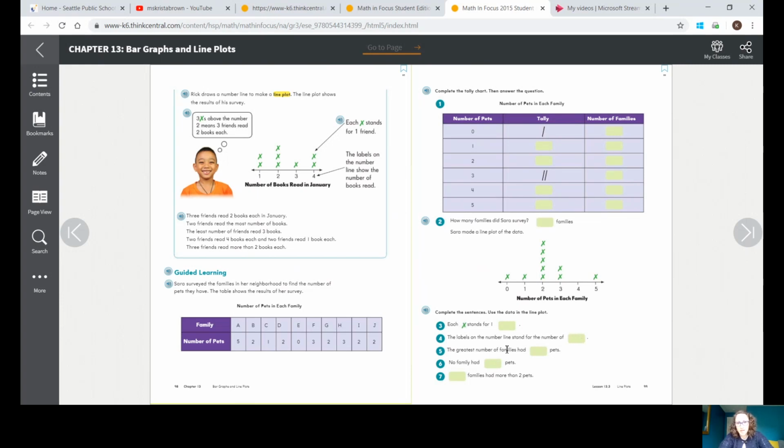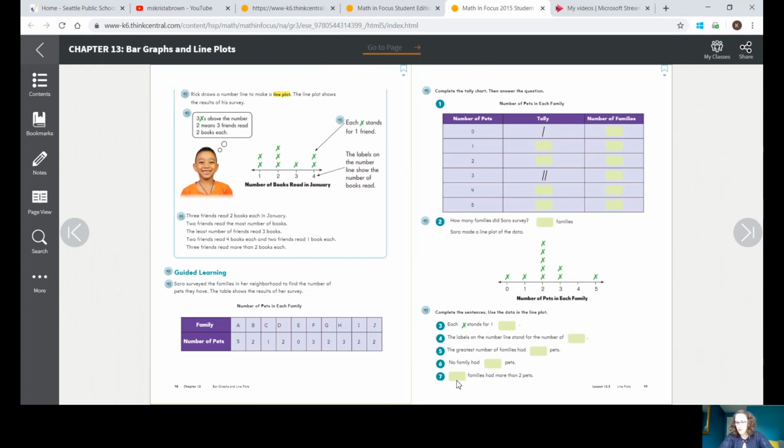Number 5, the greatest number of families had blank pets. The greatest number of families. Look over here, what's the greatest number? Yep, 2. Most families have 2 pets. Number 6, no family had blank pets. Oh, look, number 4. No family had 4 pets.